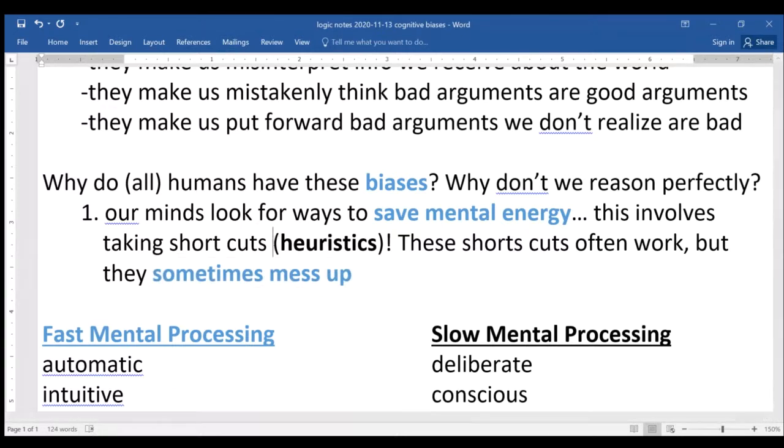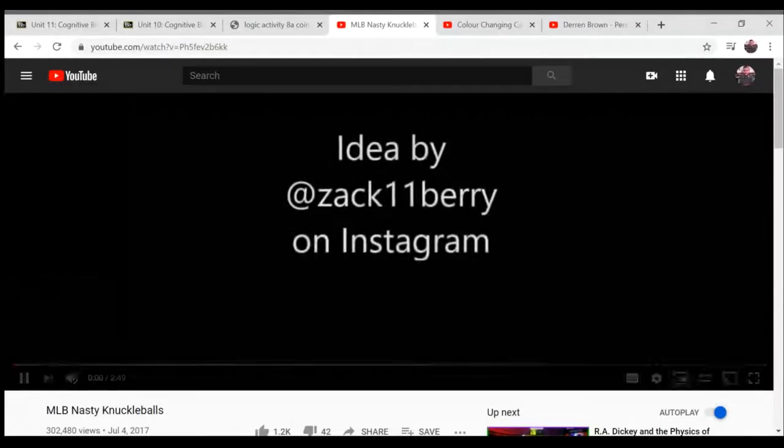So let me give you an actual real example of this right now. I'm going to pull up a video. I've got to get to the video itself. This is a video of a bunch of pitchers in baseball pitching a particular type of pitch called a knuckleball pitch. I don't know how many of you are familiar with knuckleball pitches. Hopefully you can watch all of this.